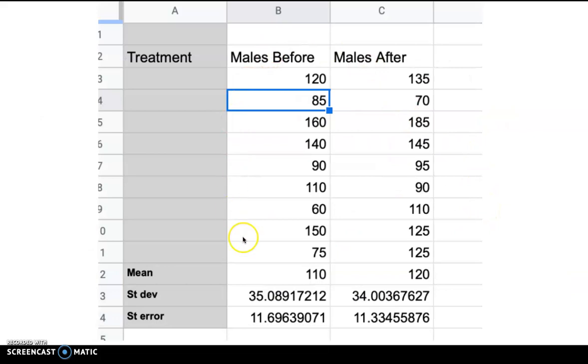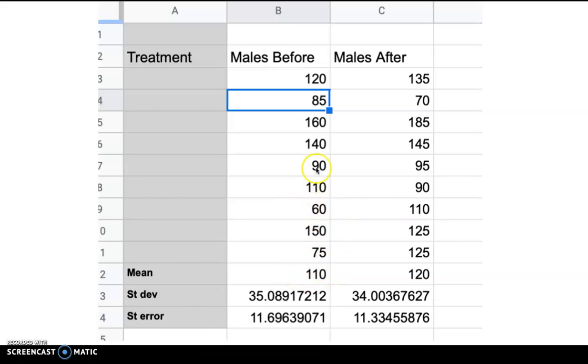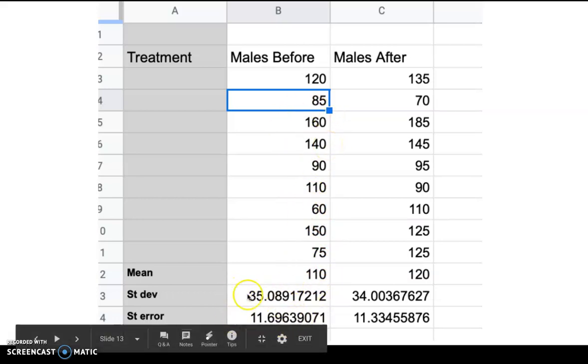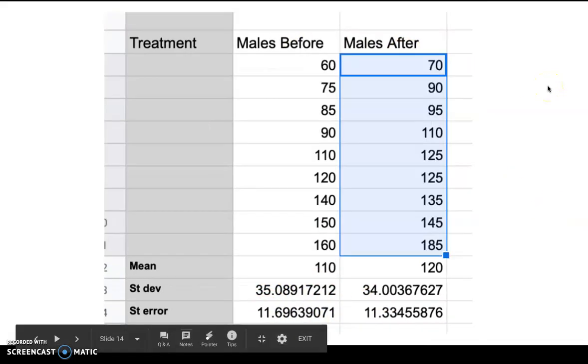So if we look at the original data set, this was the males before and after, you can see there's a lot of variation here. So even though the mean was 110, we had individuals as low as 60 and up to 160. That's a lot of spread, and so you can see right there, the standard deviation is 35, and the standard error is 11.6. You don't need to worry about that right now, but it's the standard deviation divided by the square root of the sample size, which, by the way, is only 9, so that's not ideal.